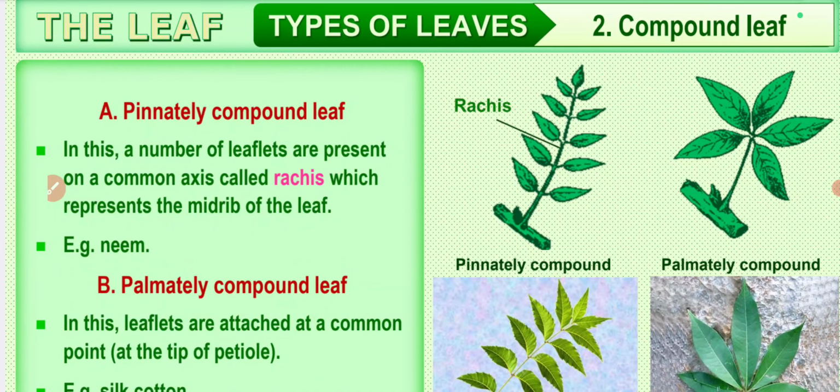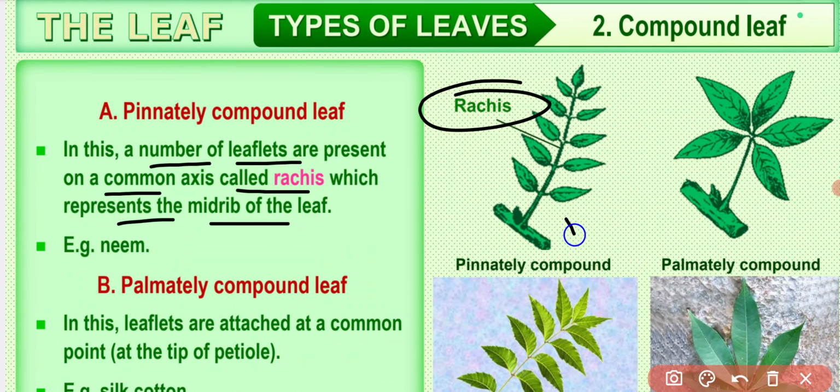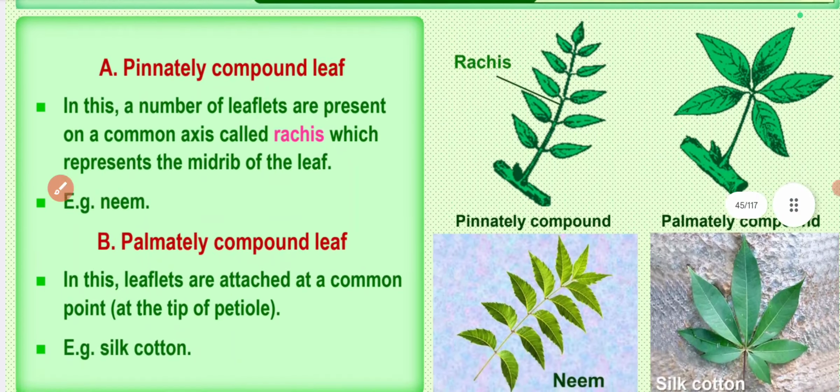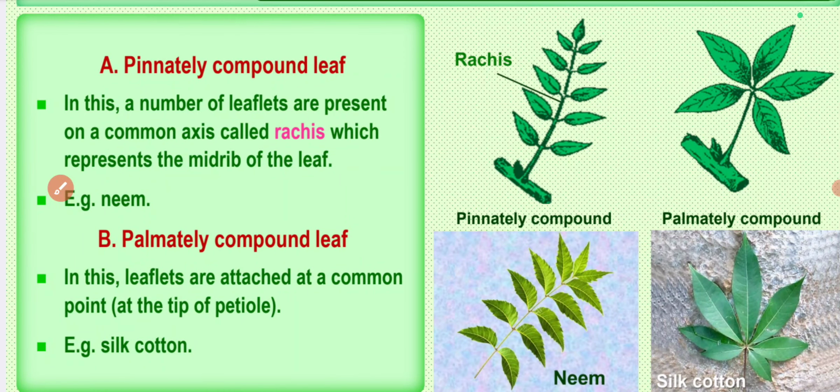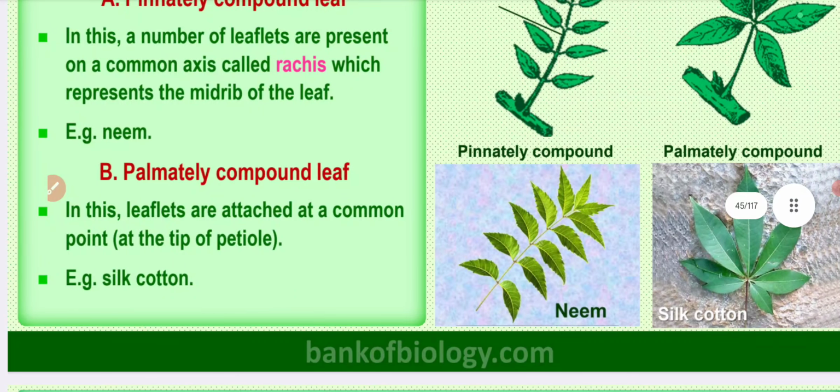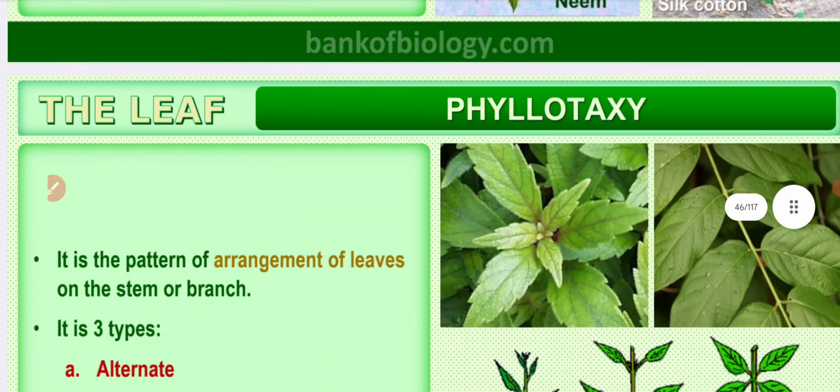First of all, pinnately compound. In this, a number of leaflets are present on a common axis called rachis, which represents the midrib of the leaf. As you can see in this diagram, pinnately compound leaf. Example, neem. Palmately compound means the leaflets are attached at a common point at the tip of the petiole. Example, silk cotton. You can see in this diagram, palmately compound leaf.